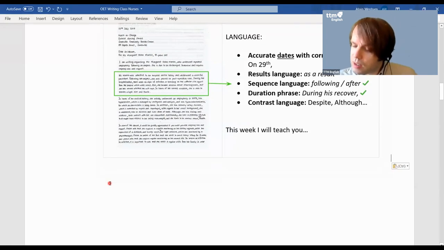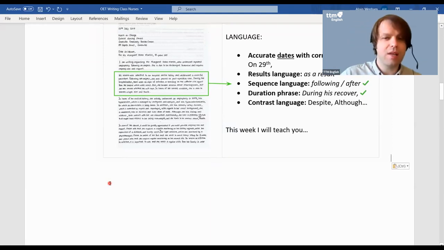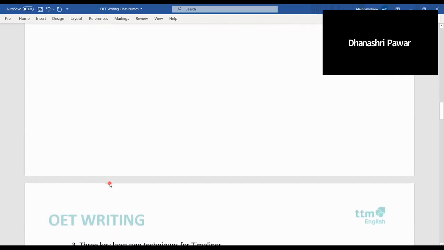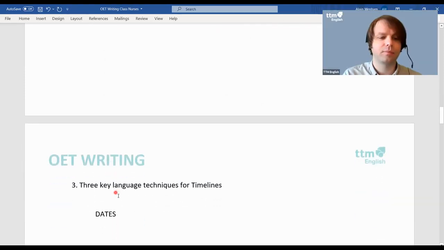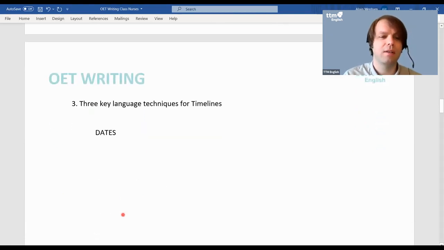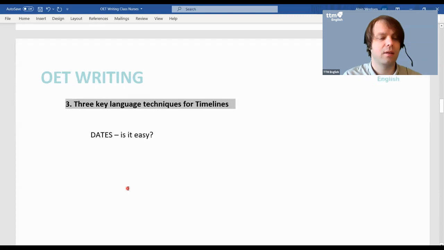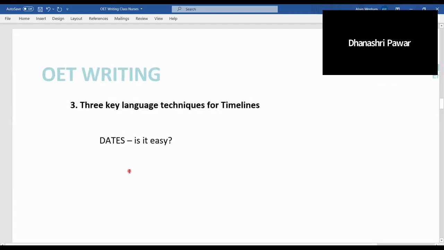Let me just ask someone, I want to get someone's opinion. Dinashri, are you there? Yes, sir, I'm here. Do you find dates easy? Do you find that something easy to do when you're writing your letter? Yes, sir. Actually, we need to find out which is a recent one, so we can start the letter with that.